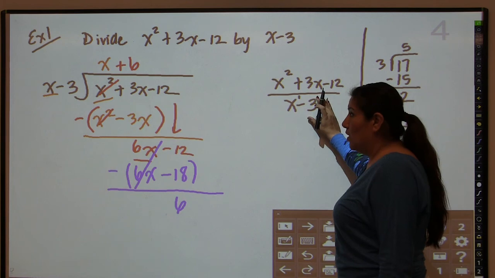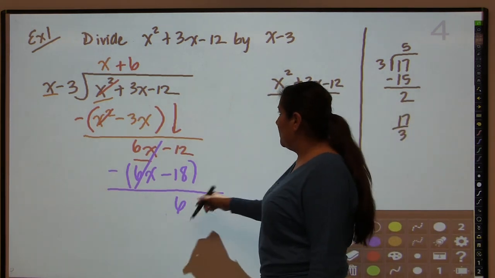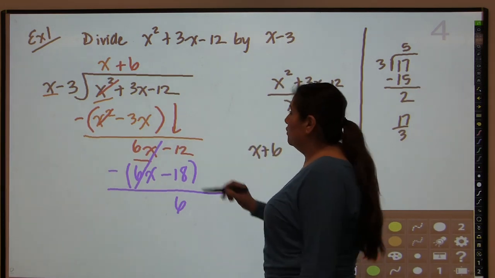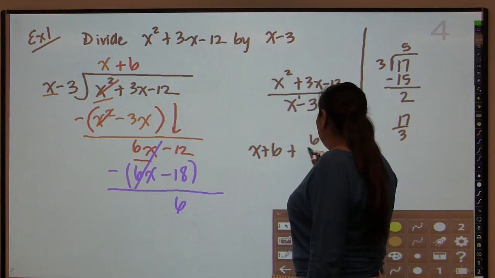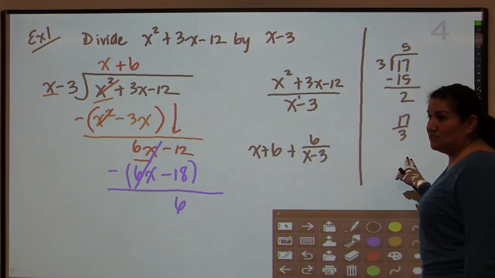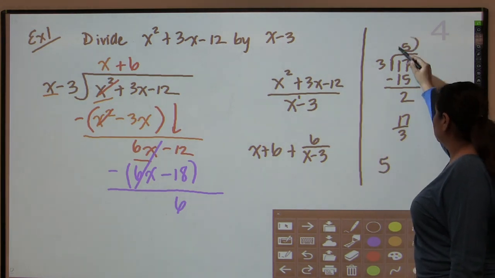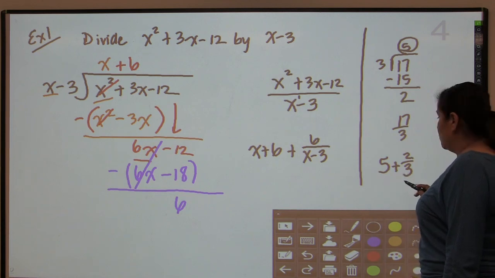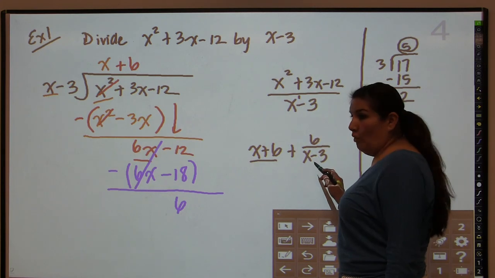It's called improper. Well, now I have a 6. My answer is going to be x plus 6. We're going to write it as a mixed number. So this is my quotient. And then we're going to add the remainder divided by the divisor. This is no different than writing 17/3 as a mixed number, which would be 5, which is the quotient, and then plus the remainder over the divisor, 5 2/3. This is quotient plus the remainder over the divisor.